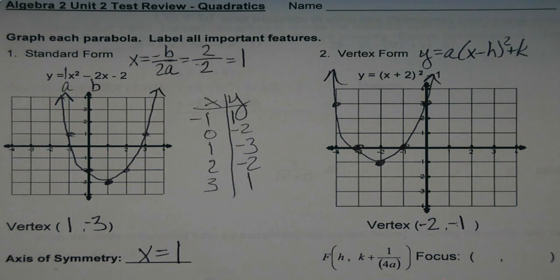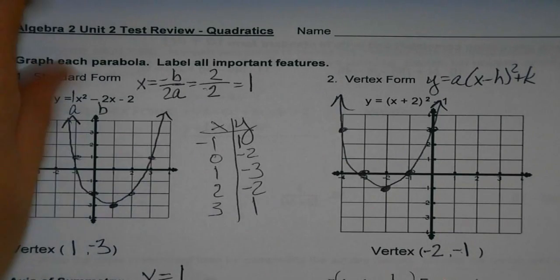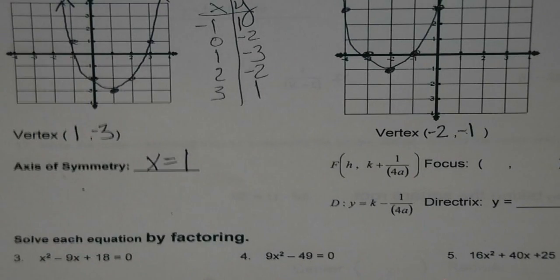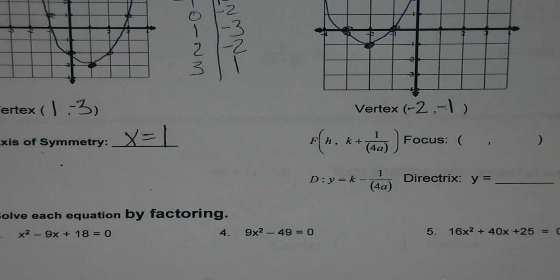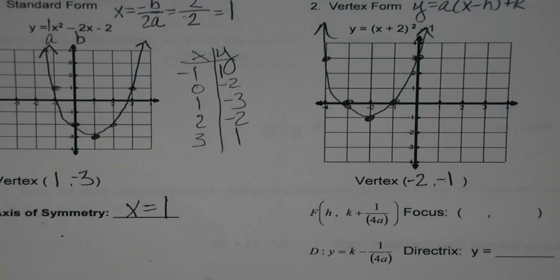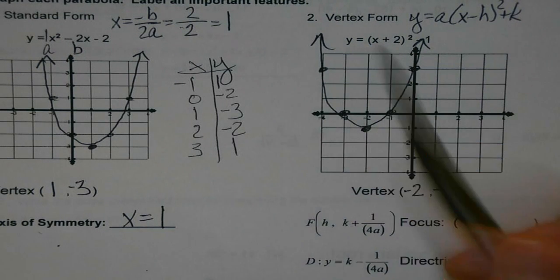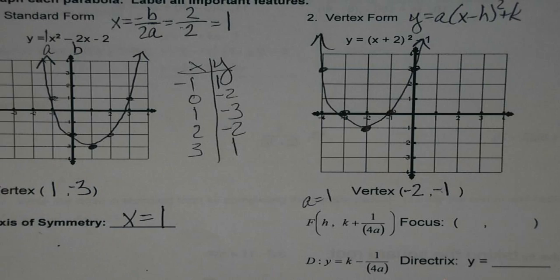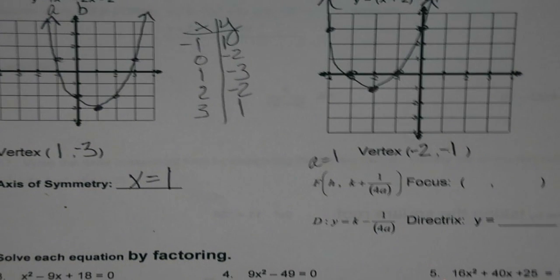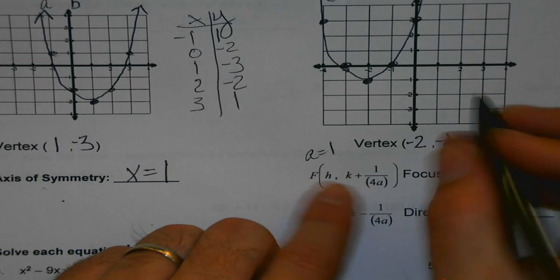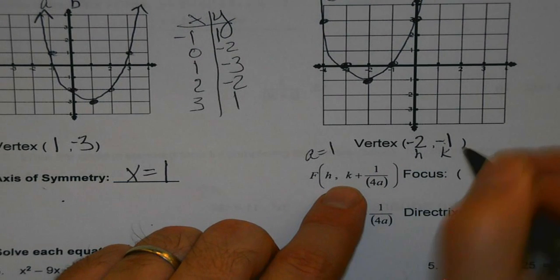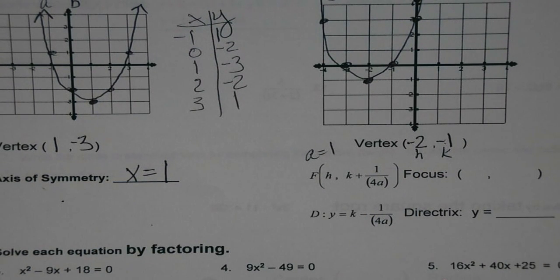Now, as far as focus and directrix go, even though you do have your sheet, remember, we've got the formula right here for you too. So I have to remember, let me pull this back down for a minute, that my a value would be the number in front of the parentheses. Since I don't see one, my a value is going to be 1. Additionally, for h and k, those are just my vertex values.